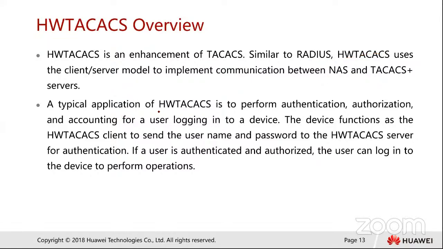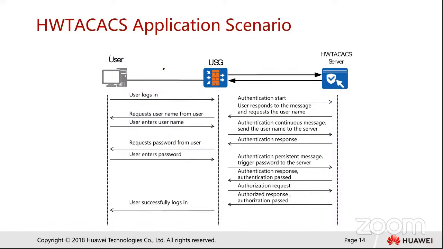A typical application of this Huawei protocol is to perform authentication, authorization, and accounting for users logging into a device. The device functions as the HWTACACS client to send the user information, name and password, to the authentication server for authentication. If a user is authenticated and authorized, then the user can log into the device to perform different operations. The application scenario works like this.